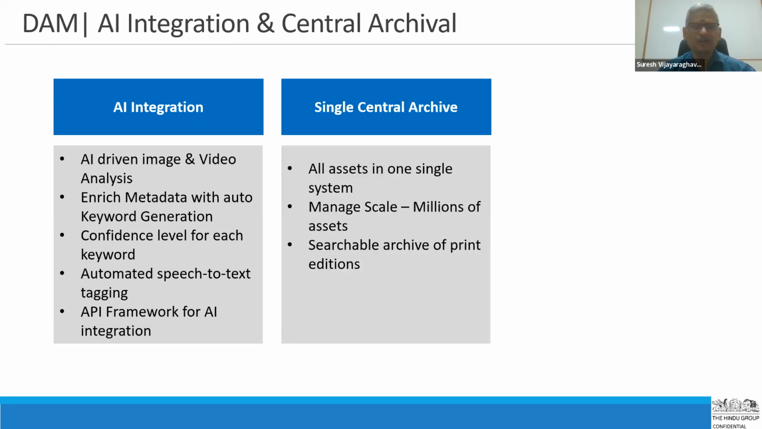Of course, the primary purpose for which somebody looks for an asset management system is to have a central archive, right? Everything sits in one single system, so that we don't need to worry about integrating many things just for the asset management part alone. And of course, it has to manage scale. As of today, Indo itself has more than 80 million assets sitting on the asset management system, and it is going to only double and triple as we go forward. And all of this should be available as a searchable archive, covering not only the digital editions but also our print editions.